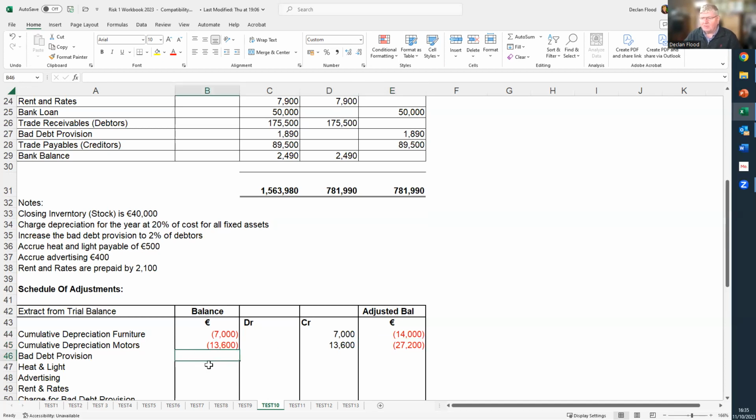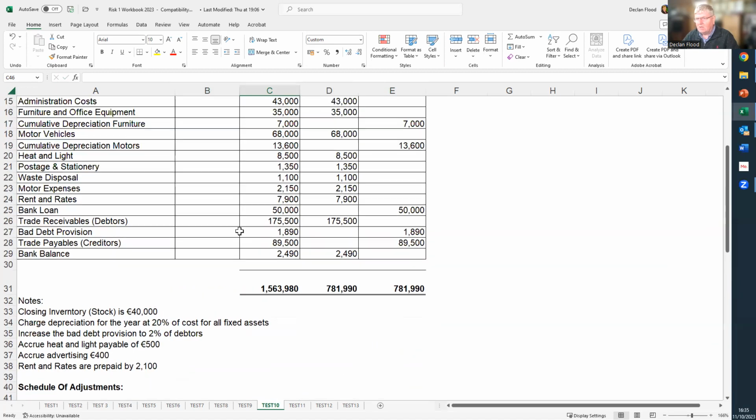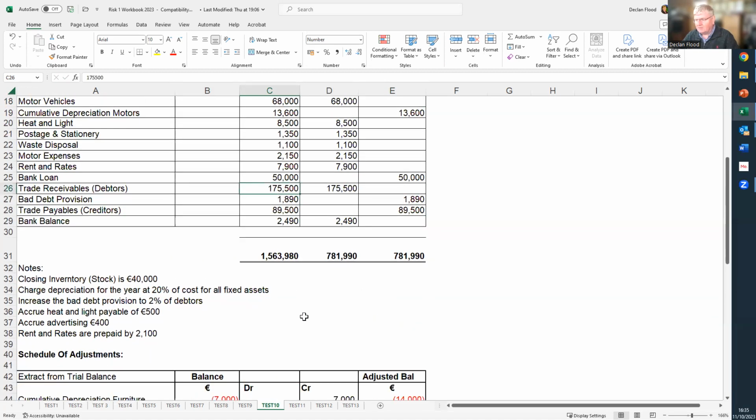My bad debt provision, it says increase the bad debt provision to 2% of debtors. Well, I know because it told me that my bad debt provision is 1890. And if I have to increase it to 2% of my debtors, well, then let me get 2% of my debtors. So there's my debtors figure there.